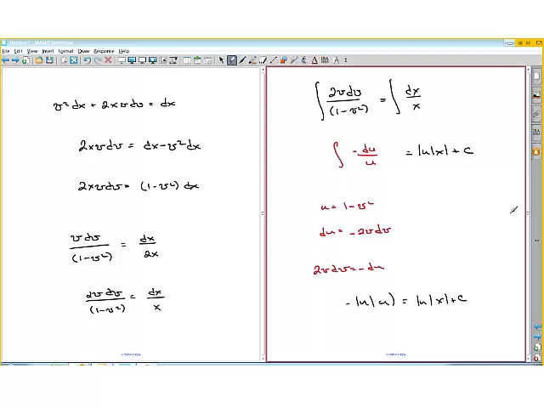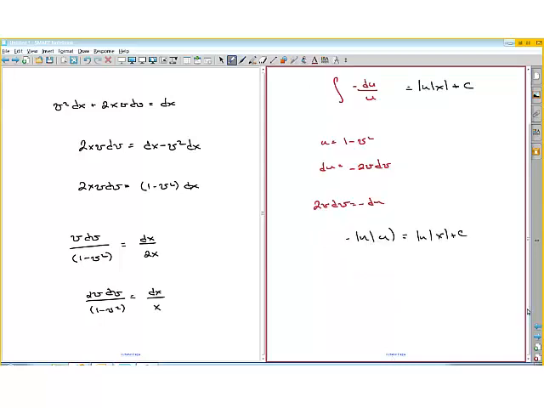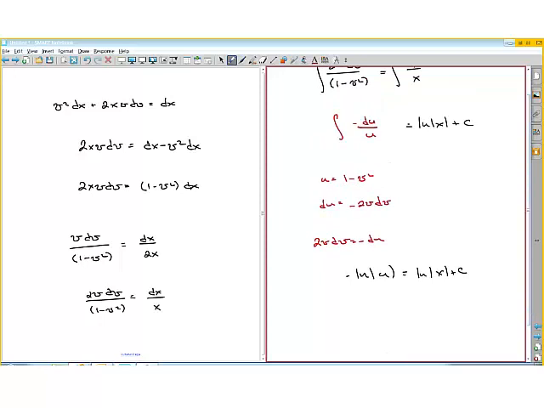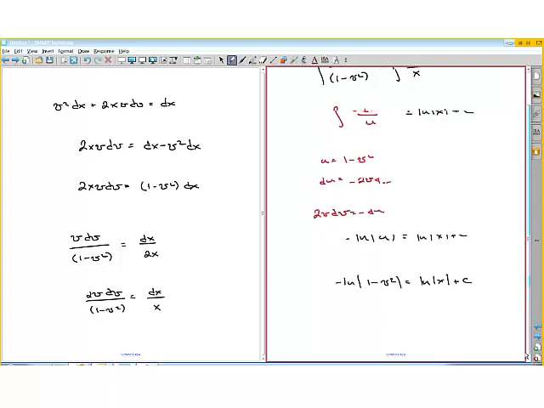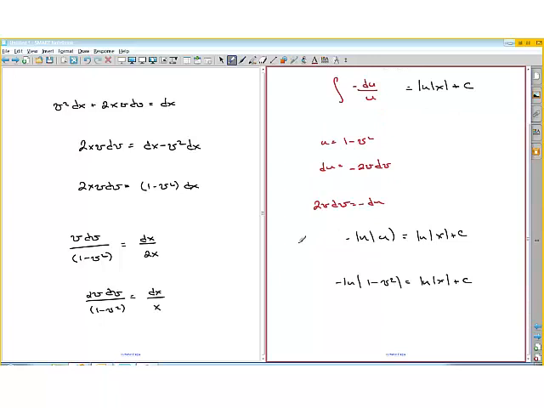Substitute u back in, so you've got two substitutions here. One is a u substitution for the integration, the other is the substitution to make it homogeneous. So that goes in there, so you get negative the natural log of the absolute value of 1 minus v squared is equal to the natural log of the absolute value of x plus c. And then if you just wanted to solve for v, well, y is equal to v times x, so v is equal to y over x. Divide both sides by x. Get that.